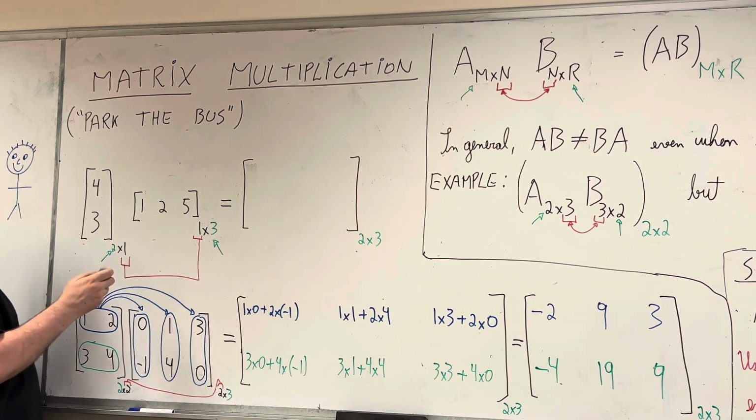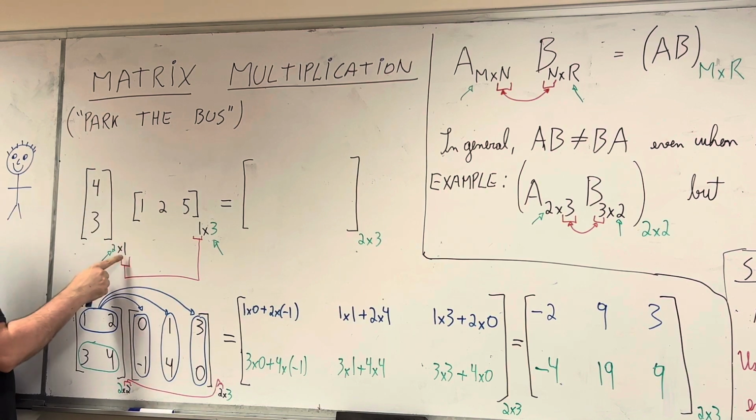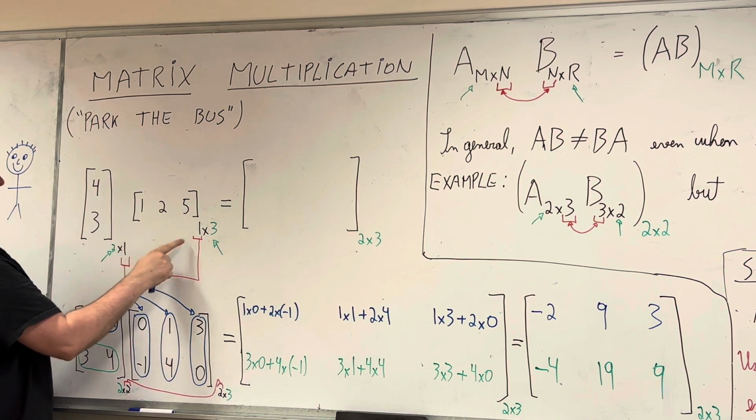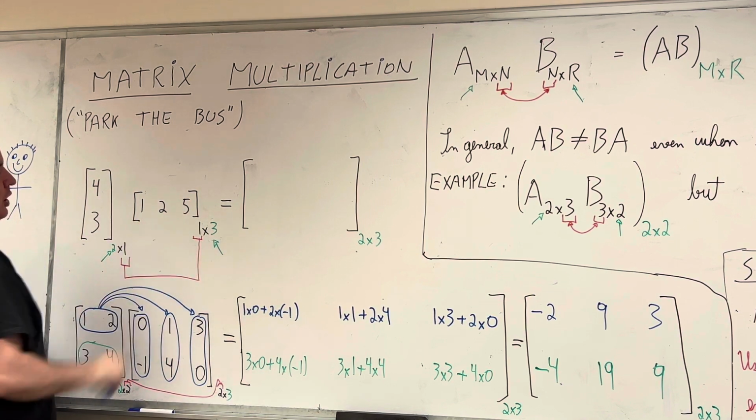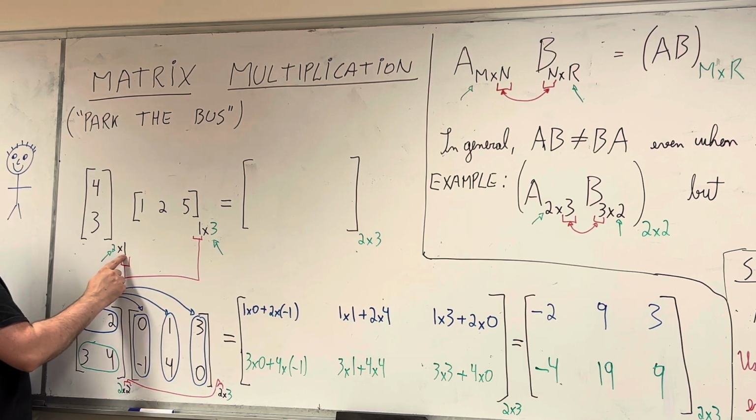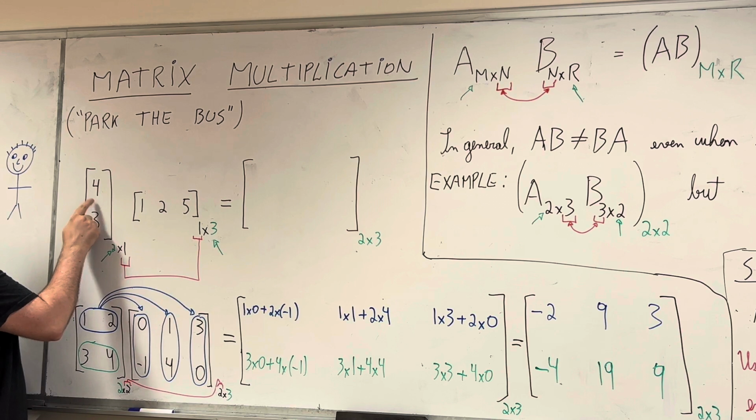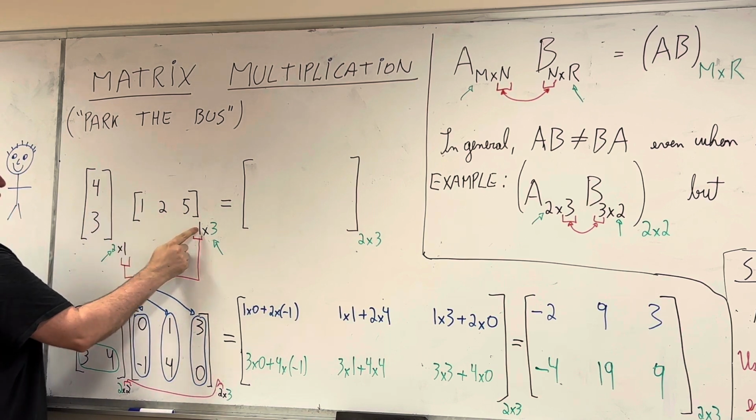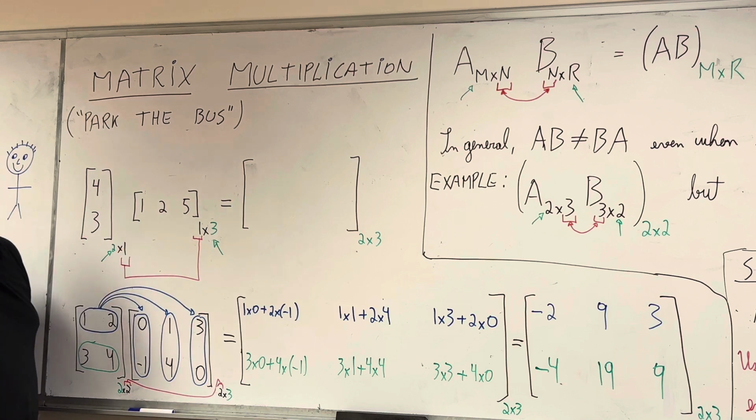Okay? So let's see. This one here has two rows and one column. It's a 2 by 1 matrix. This one here has one row and three columns. Can I multiply them? I have to compare the number of columns of the matrix on the left with the number of rows of the matrix on the right. If they are equal, then I can multiply. Otherwise, I cannot multiply them, at least not in this order.